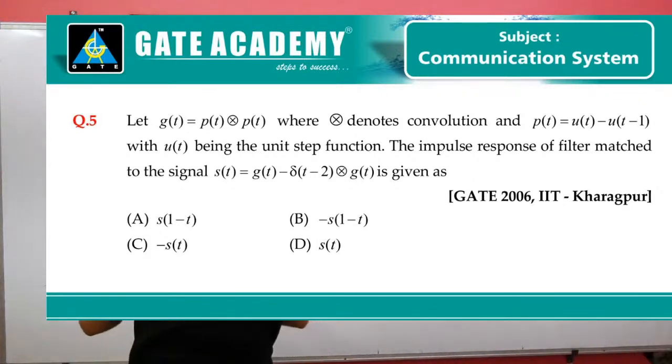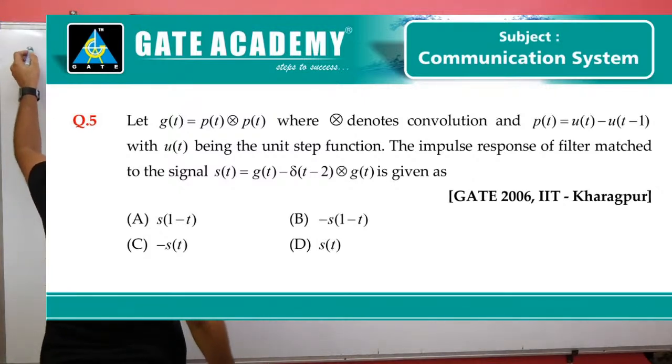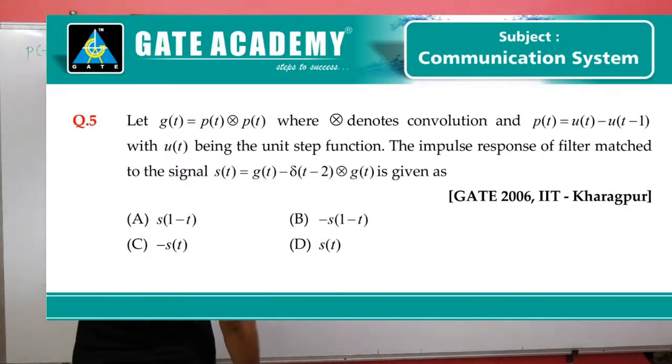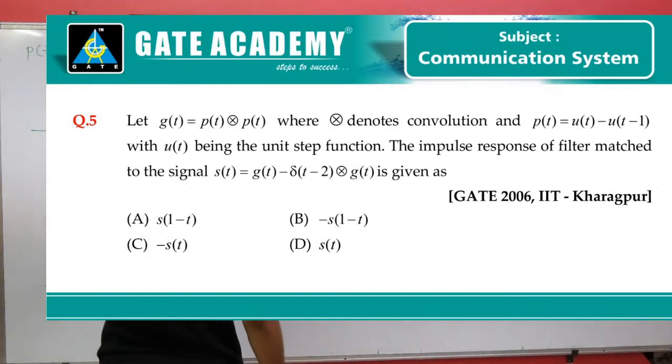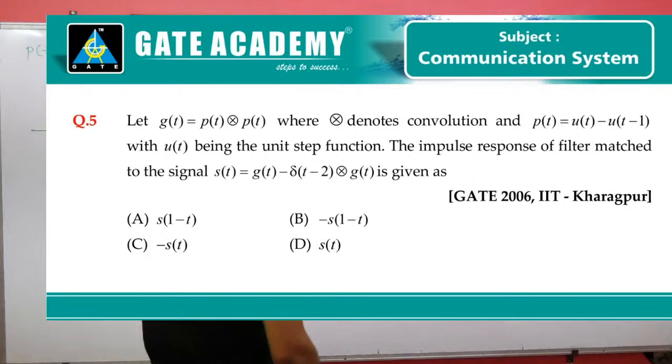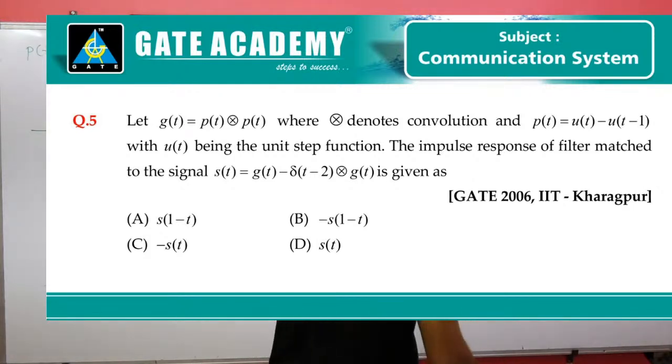So let me draw the question. PT is equal to UT minus UT minus 1 is given. UT minus 1 is nothing but a rectangular pulse of width 1. This is PT. And GT is PT convolved with PT.